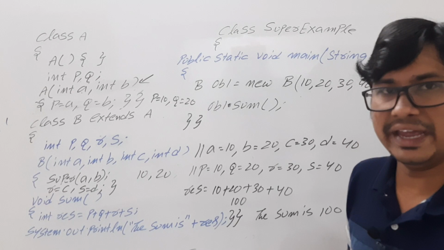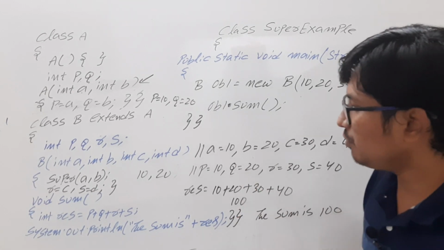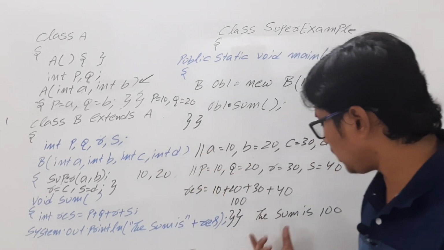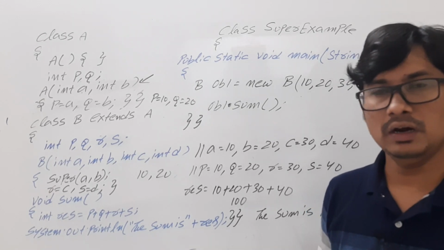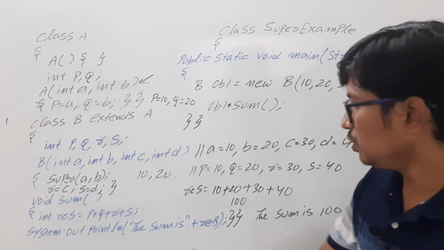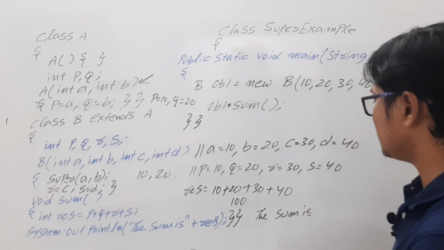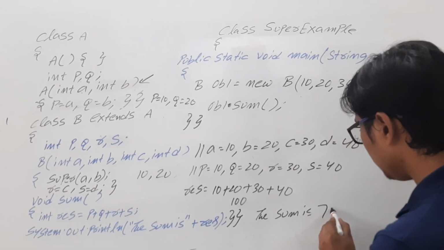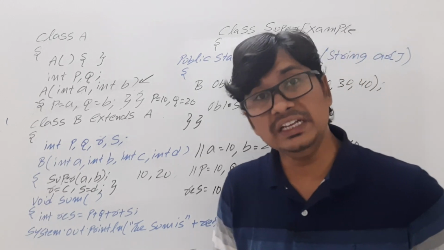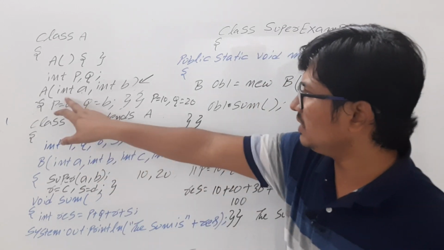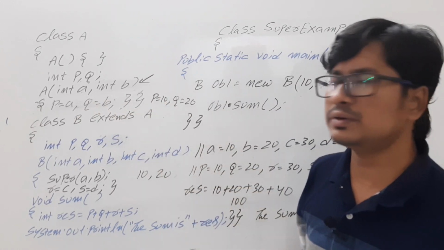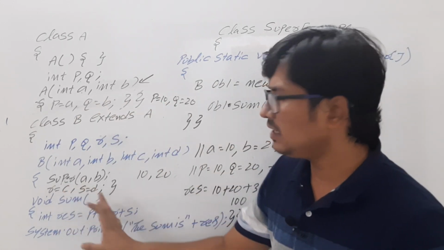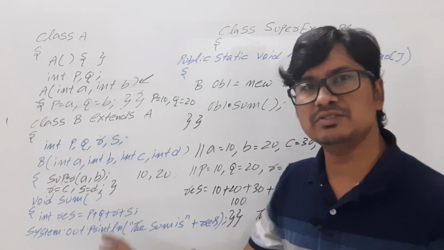So if you execute this program, everyone will think that the same output I will get. The sum is 100. This is absolutely wrong. What is the issue is you will get the output as 70. You will get the output as 70. Why this problem is happening? Look at here. You have written P is equal to A, Q is equal to B. So P will get the value 10, Q is getting the value 20. Then remaining R will get the value 30, S will get the value 40.